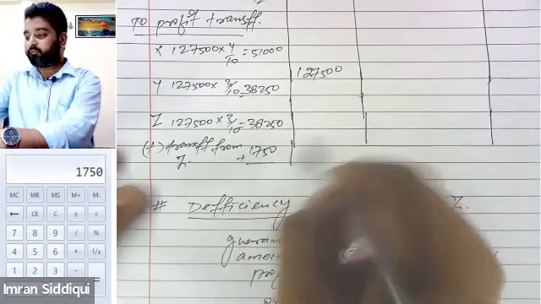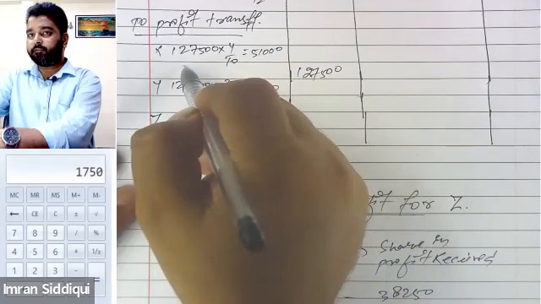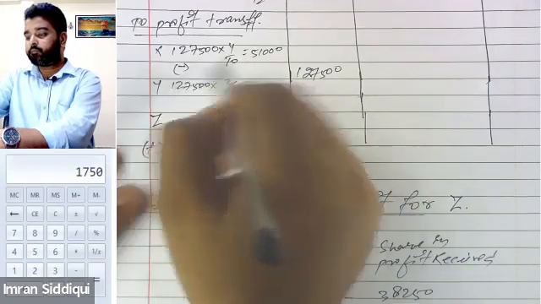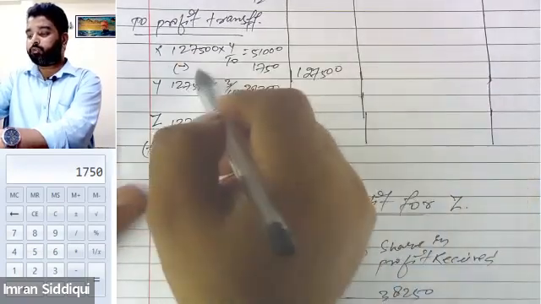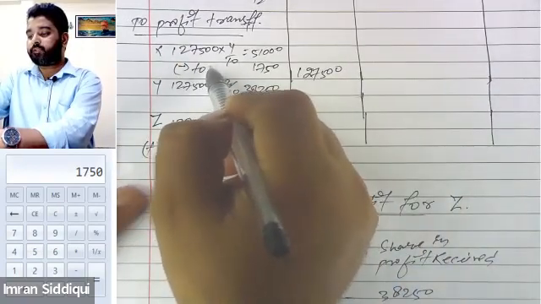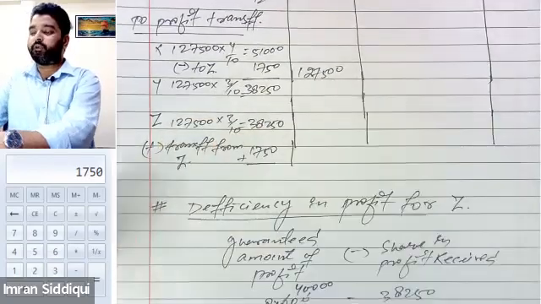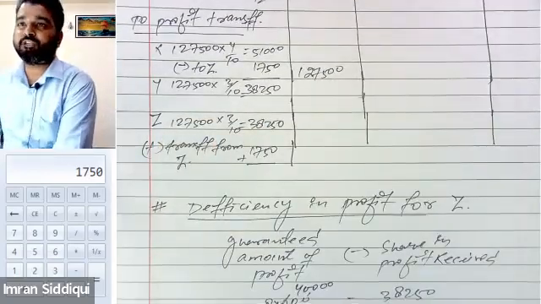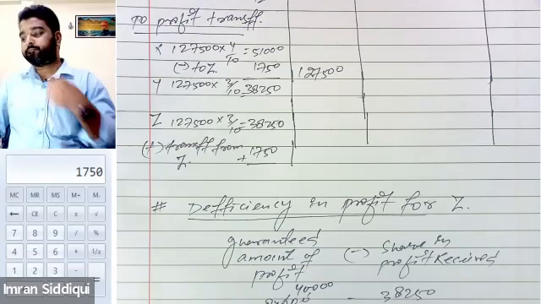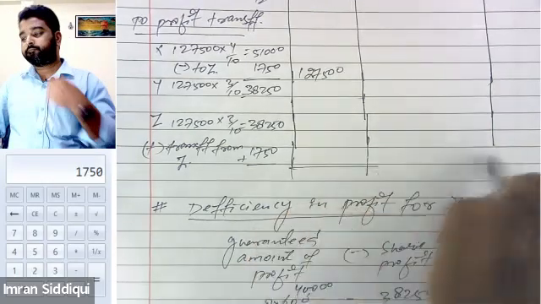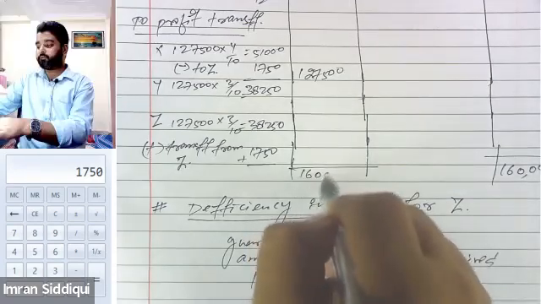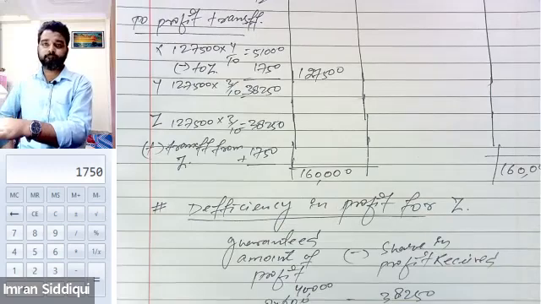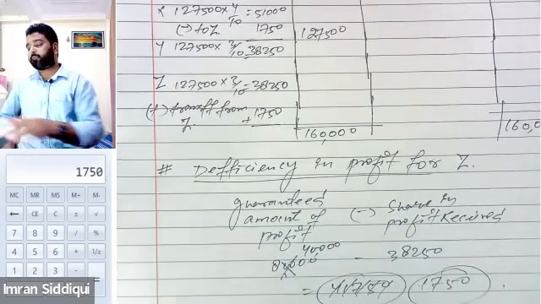This will become 40,000, and then we will subtract 1,750 from here. Transfer to Z and calculate Z's share in the profit. And then we will close this account, 1,60,056. Is this clear, everyone? Is the calculation clear to all of you? Yes, sir.